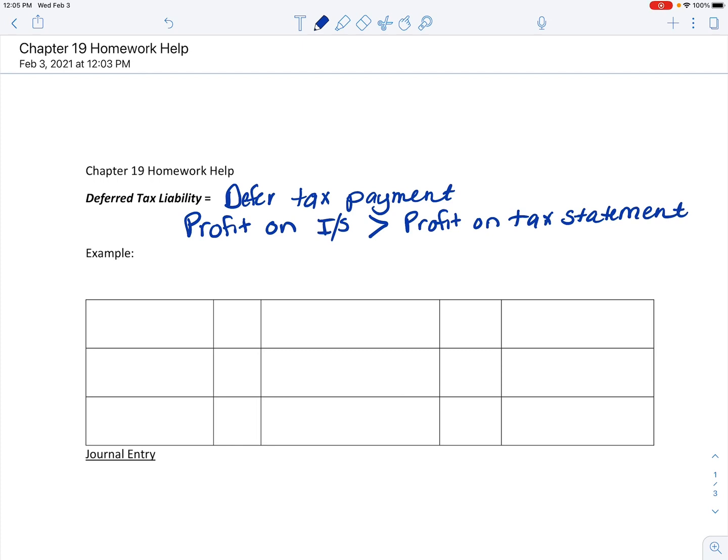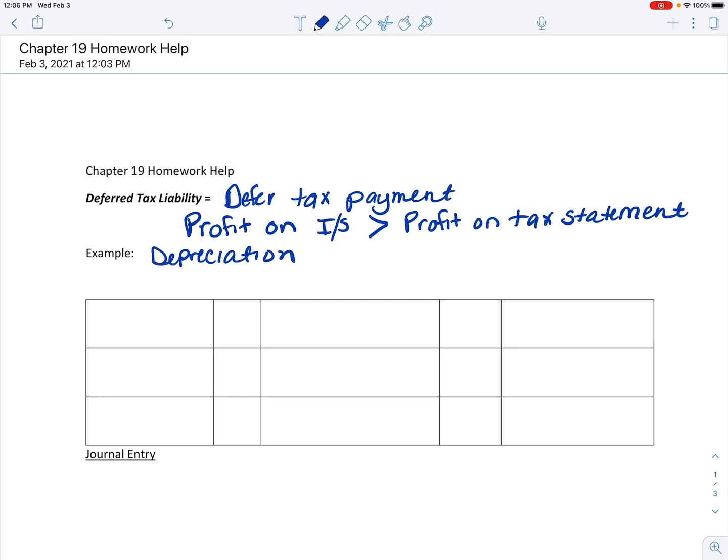Well, there are some differences between your profit on your accounting records on your income statement and your profit on your tax statement. An example of a deferred tax liability that you're going to see a lot is the difference in depreciation. Maybe a company uses straight line method for their accounting purposes, but then like an accelerated method for their tax purposes, which is totally fine. They can do that, and that creates a different income.